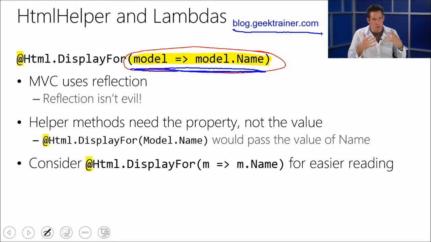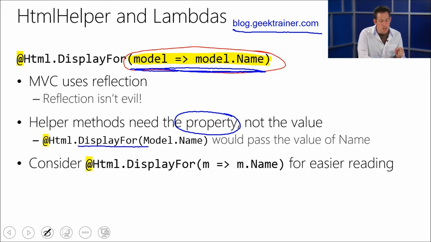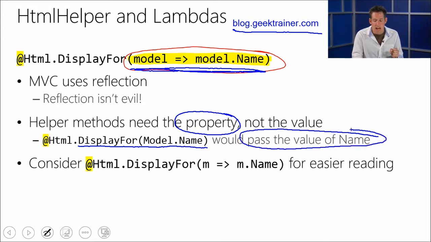But here's kind of what's going on. In order for the helper method to work, we need the property. The reason we need the property is because we need the attributes that are on the property. So if I simply said display for model.name, that's going to pass the value of name, not the property. We need the property. So by using this syntax, that's passing in the property.